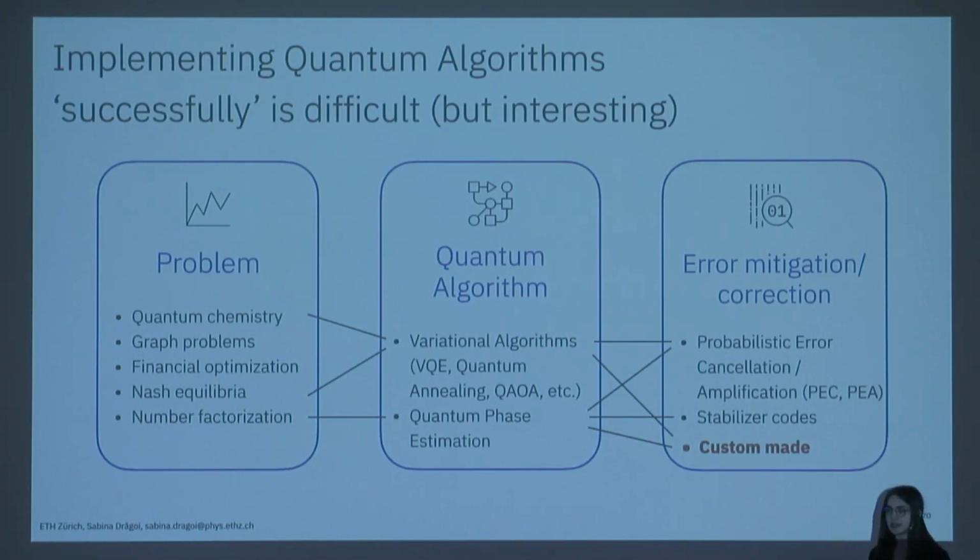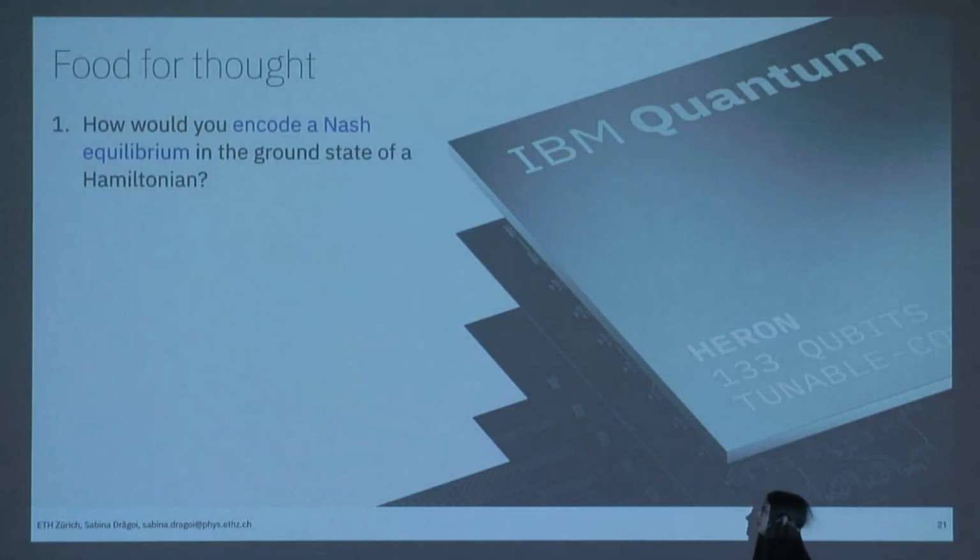Oftentimes, your problem has some sort of structure that you can be aware of, like a symmetry that you want to impose. And at the end of your circuit, if you sample a bit string that doesn't respect that symmetry condition, then you can throw it away. So to make these custom-made problems, you need custom-made error mitigation techniques. You need to go back to the original problem. And if this did arise, I'm interested in you.